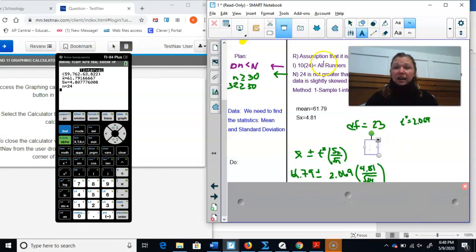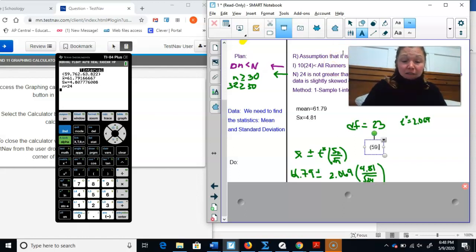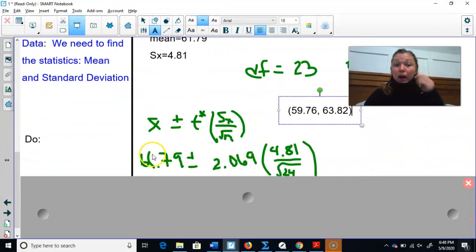We're just going to say, hey, our interval right there, our lower bound is 59.76 to round to the nearest hundredth, and our upper bound is 63.82. Okay, so what did that just do? That just took our mean minus the margin of error, which is 59.76, and our mean plus that margin of error, which is 63.82. And now we have an interval with a lower bound and an upper bound that gives us plausible values for the truth about this population.